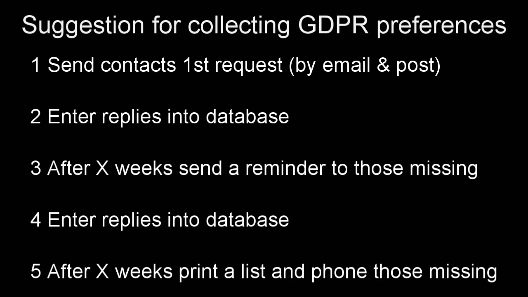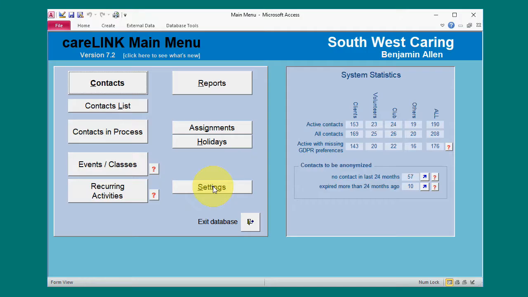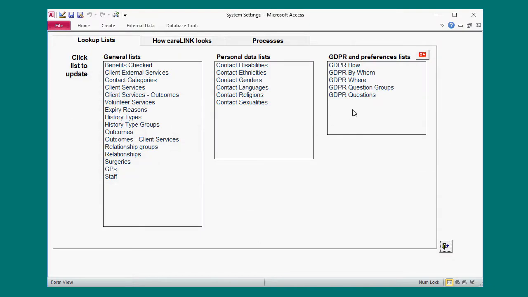After a number of weeks, select all those who haven't replied and send a second request. Enter the replies into the database as they come in. And after a further number of weeks, select all who haven't replied and print a list and phone them individually. Let's quickly look at the settings for GDPR permissions.